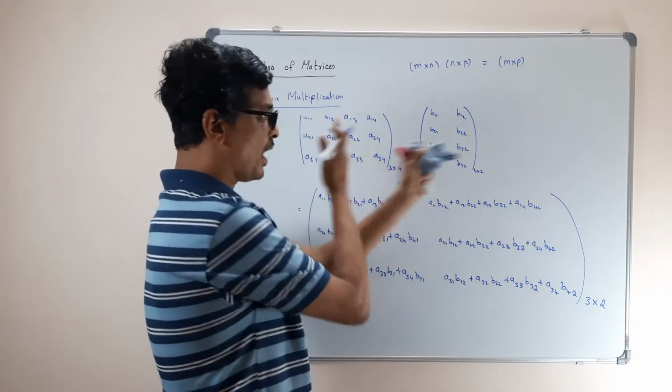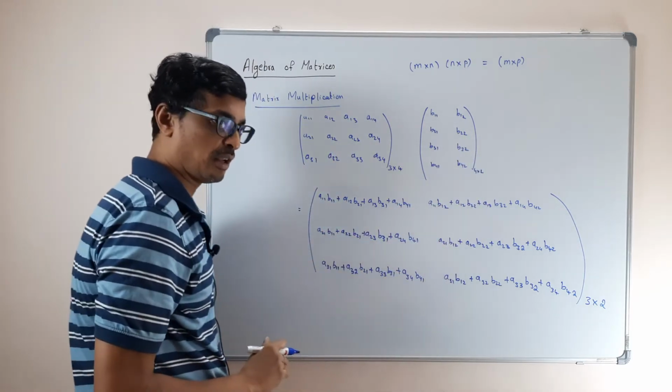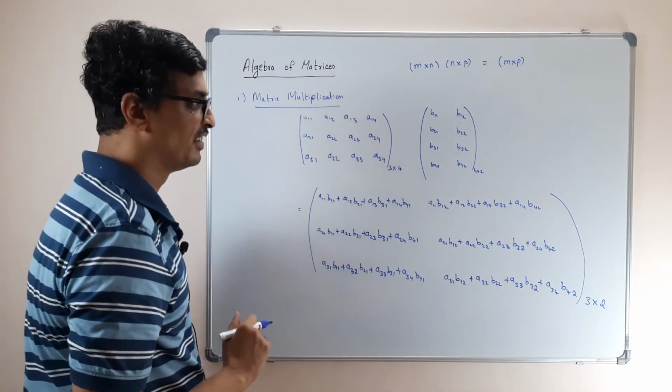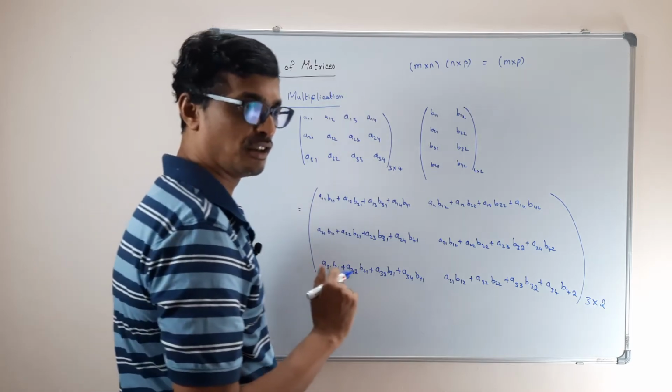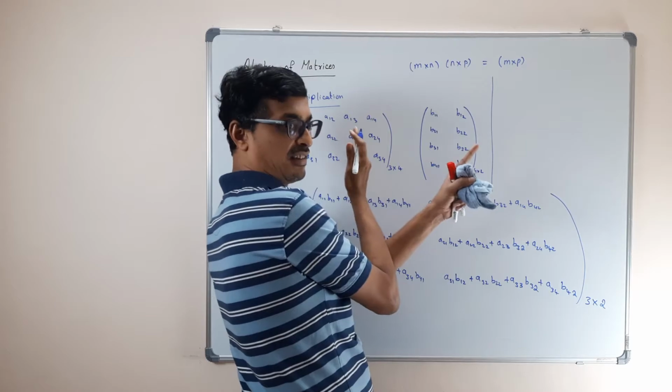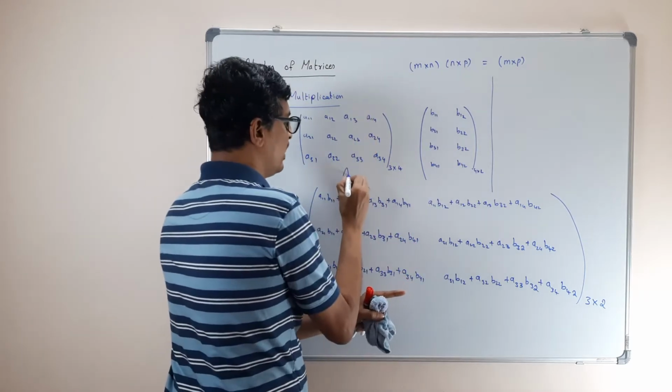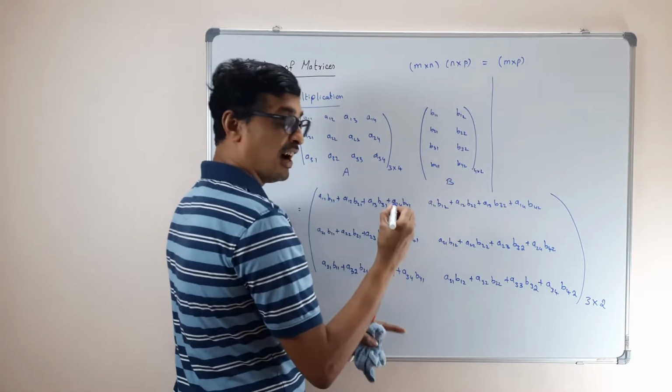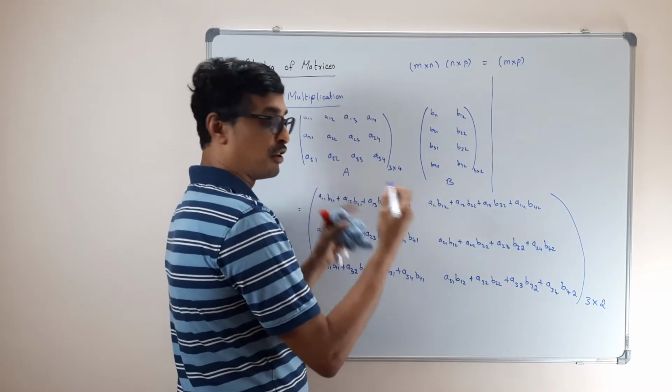Here, if you see, this is 3 cross 4 and 4 cross 2. If I just swap these matrices, can you multiply? Let us see. I am going to swap them, so if this is matrix A and this is matrix B, I am going to multiply B by A.